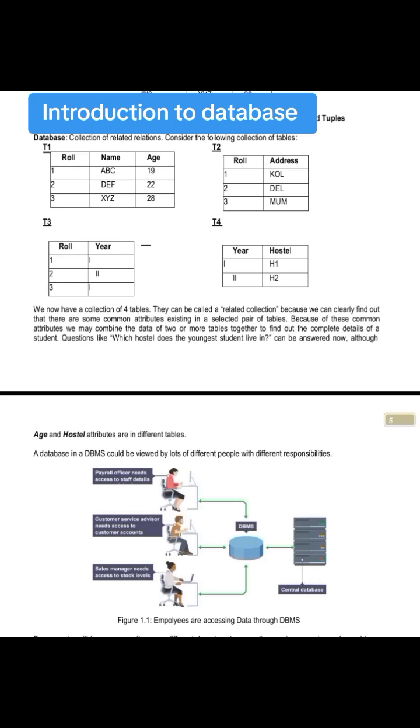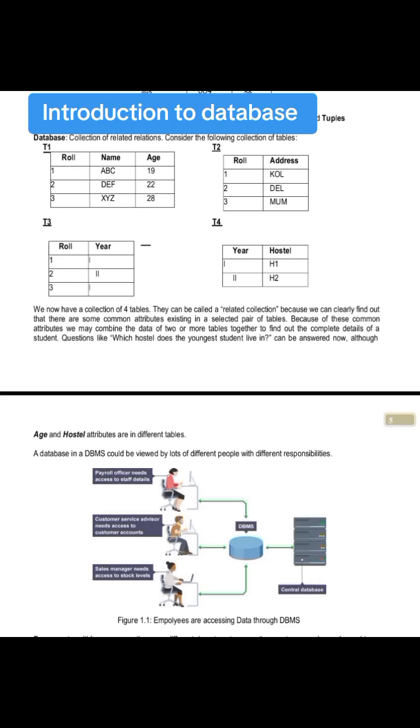So these employees, the payroll officer, the customer service advisor, and the sales manager, will each see different information displayed on the front end. The payroll officer needs access to the staff details. So in his own front end, we are only going to have the staff details.